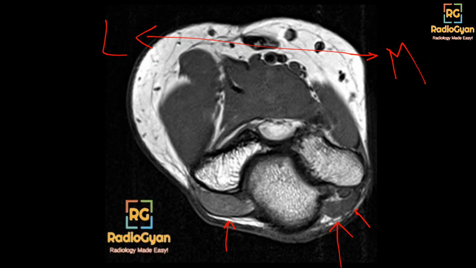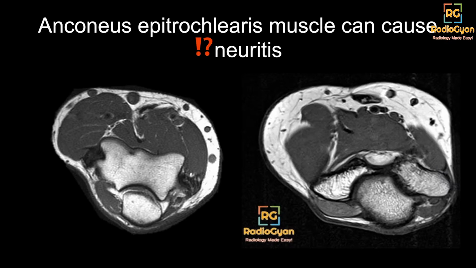This is one muscle, this is another muscle. So this is an Anconeus epitrochlearis, which is a normal variant. Normally the Anconeus muscle, so this is a normal study and this is our case. This is the normal Anconeus muscle on the lateral aspect of the elbow. This is an accessory Anconeus muscle, or Anconeus epitrochlearis.